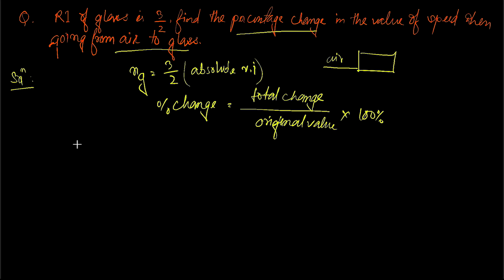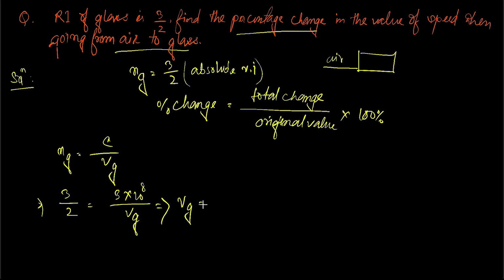Before that, we have to find out the velocity of light in which medium? Glass medium. We can find it using the refractive index formula, Ng equal to C by Vg. So put down the values. It is given as 3 by 2 equal to 3 into 10 to the power 8. We know the velocity of light in air or vacuum is nothing but 3 into 10 to the power 8 meter per second. Vg, we need to calculate Vg. So it is going to be 3 into 10 to the power 8 by 3 by 2. If you cancel this 3, you are going to get 2 into 10 to the power 8 meter per second. Okay, now we have solved one portion, right?